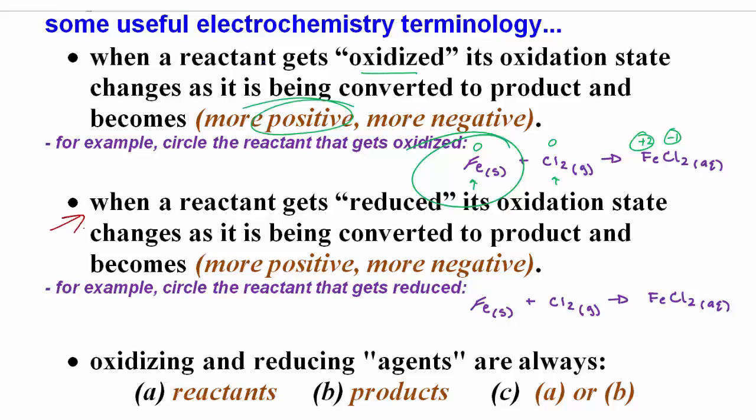When a reactant gets reduced, its oxidation state changes as it is being converted to product and becomes more negative. Reduction. For example, circle a reactant that gets reduced. Well, we already said iron goes from 0 to positive 2. That's getting more positive. Chlorine is going from 0 to negative 1. Chlorine is getting reduced.